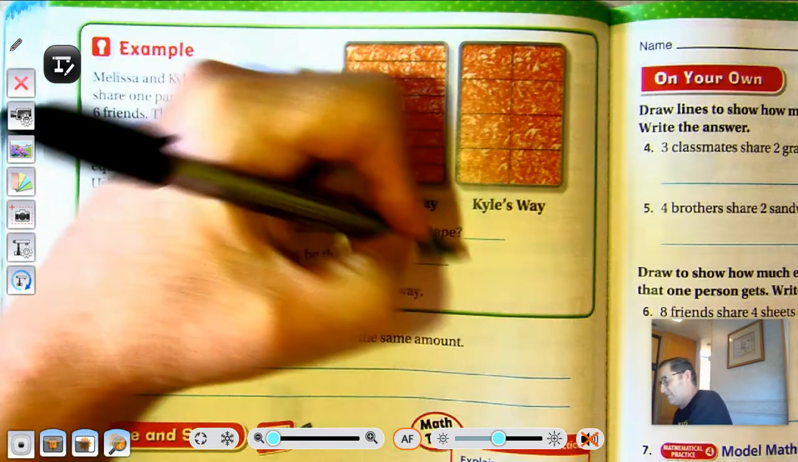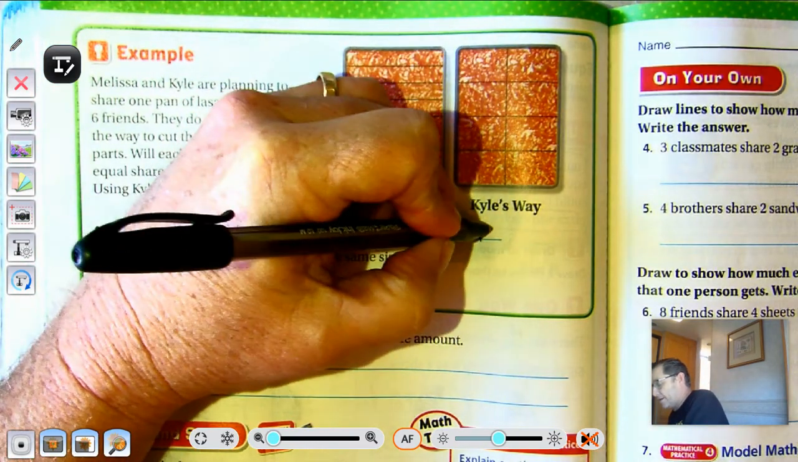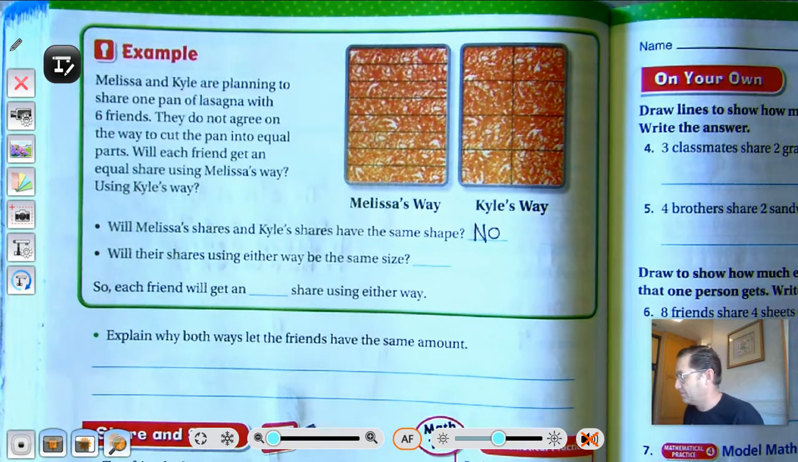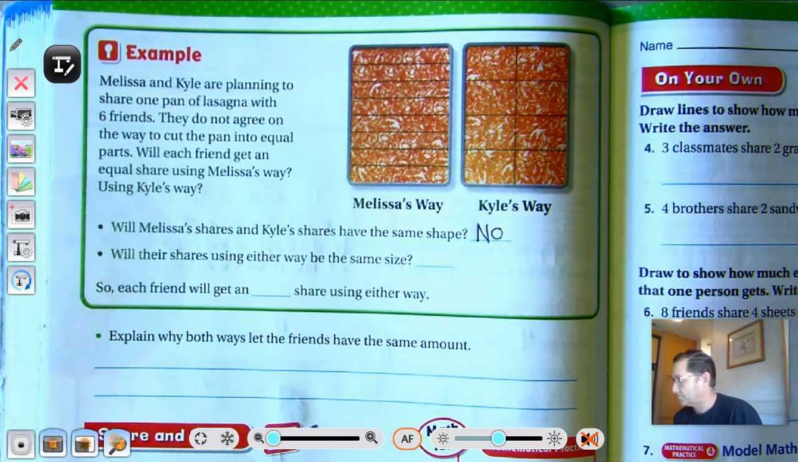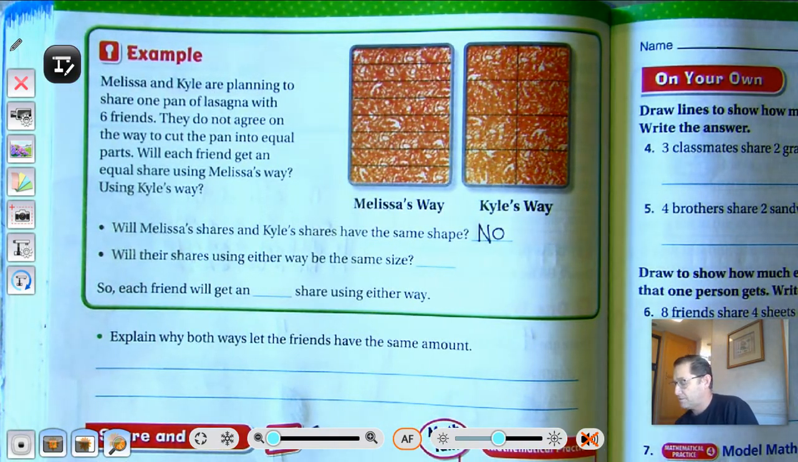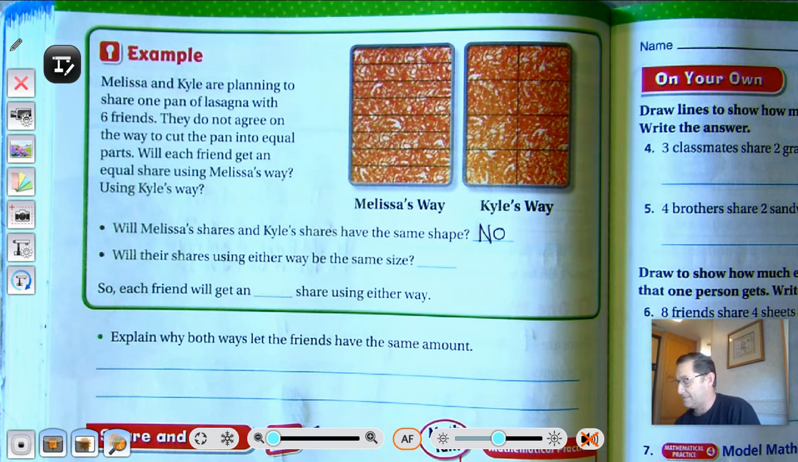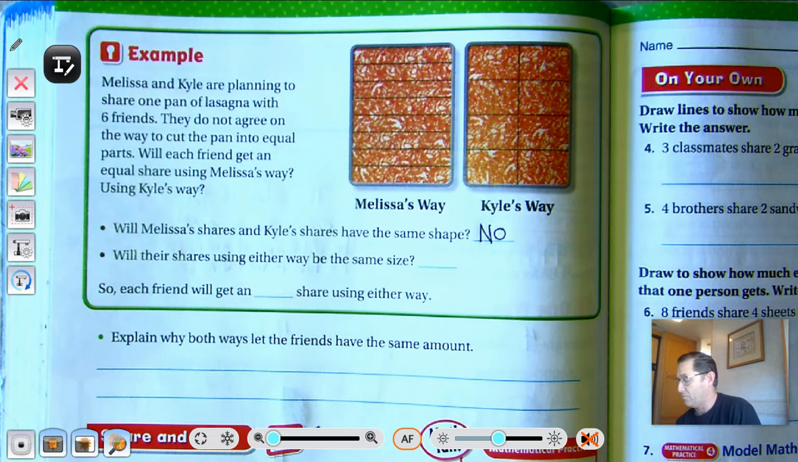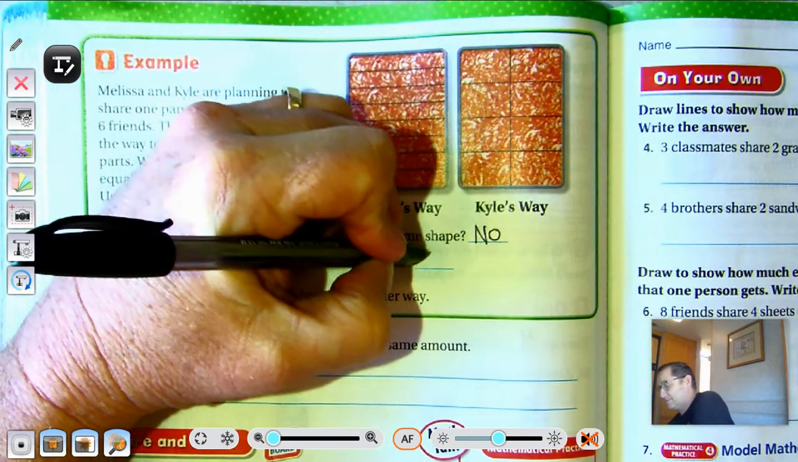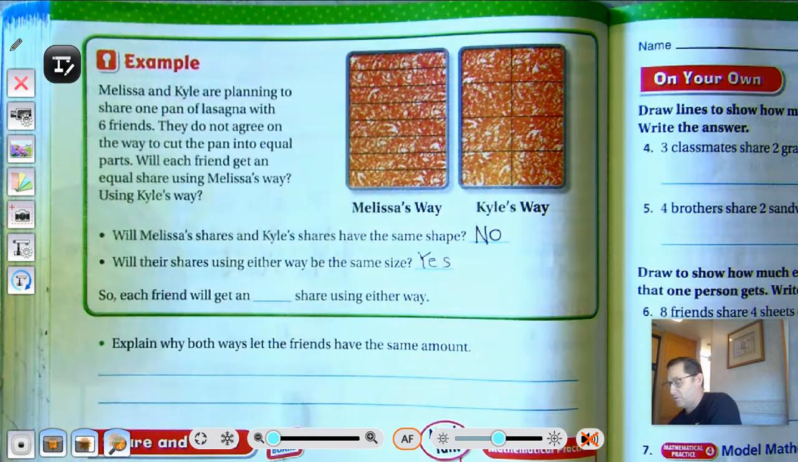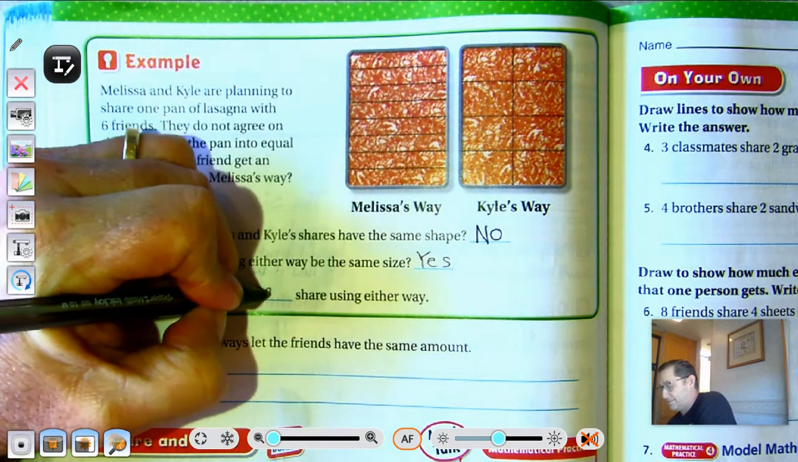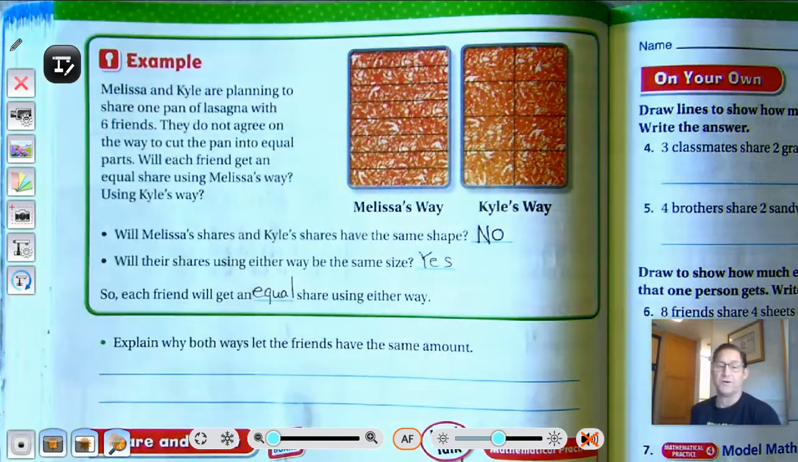No, they won't have the same shape. One's a long rectangle and one's a shorter rectangle. Will their shares using either way be the same size? Will their shares either way be the same? Yes. So each friend will get an equal share using either way.